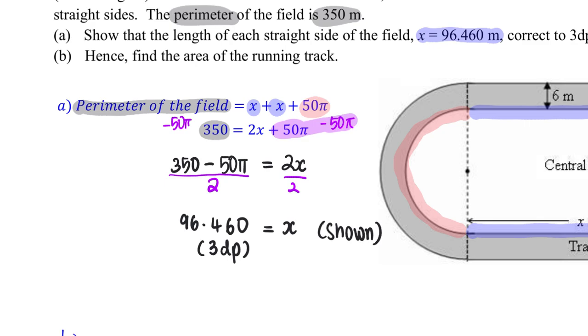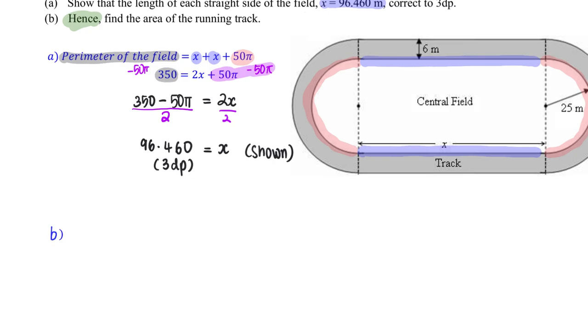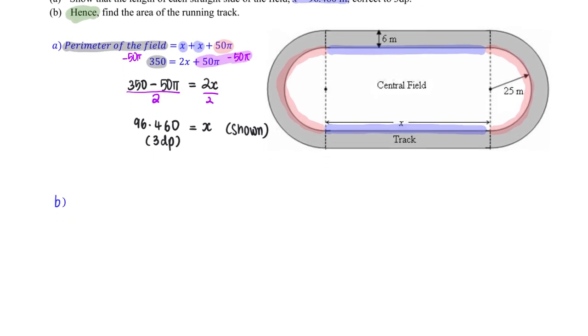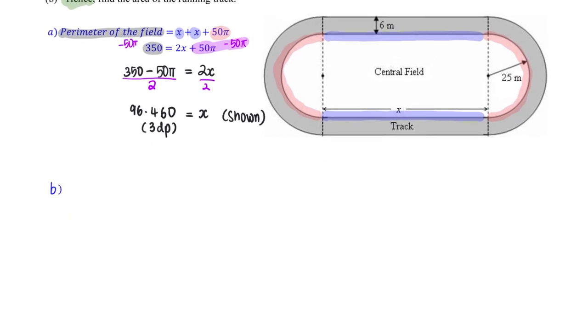Now, with this value of x to 3 decimal places, I can find the area of the running track. That is why they use the word hence: they want us to use the answer from part A. Going back to the diagram, the area is essentially the big area minus the small area.